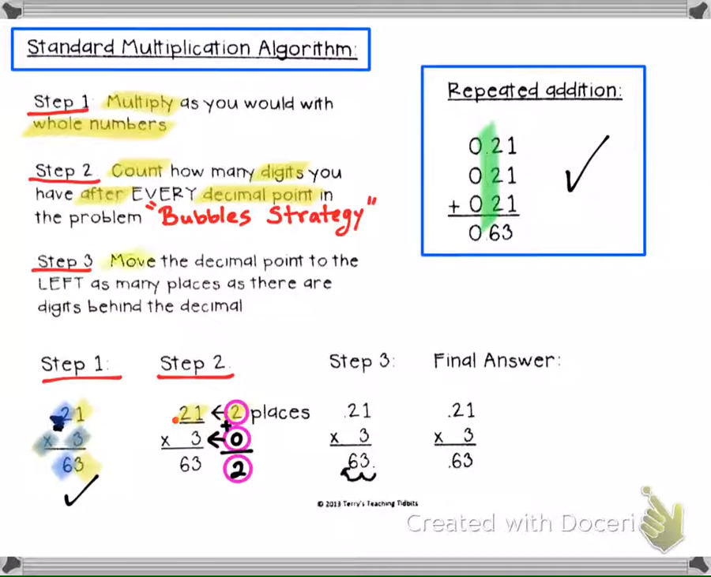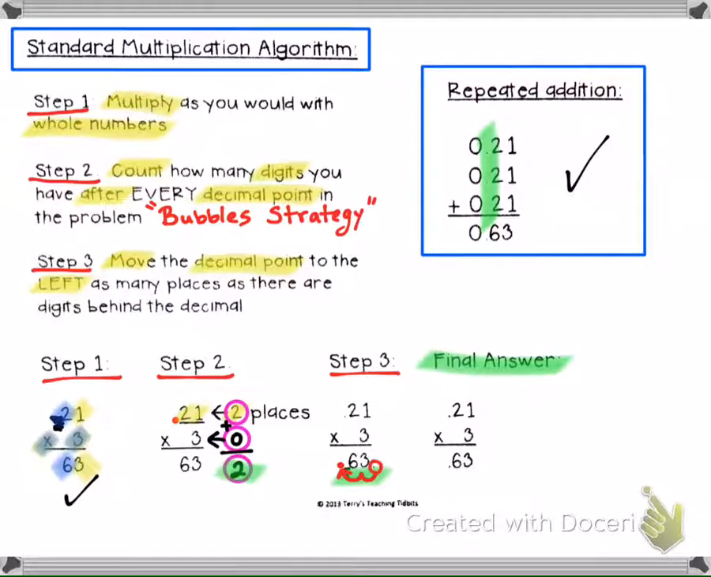In step number 3, it says that we have to move the decimal point to the left as many places as there are digits behind the decimal. Well, that can be a little confusing. So my way of saying it is just look at your last bubble, the bubble for the product. That's a 2. So that means that you have to move the decimal 2 times. Starting at the very end, because it's a whole number right now, it's 63. That was our answer on step 1. We put a decimal there behind the 3, and then all we have to do is move it 1 time, move it 2 times to the left. And that means the decimal ends up right in front of the 6.